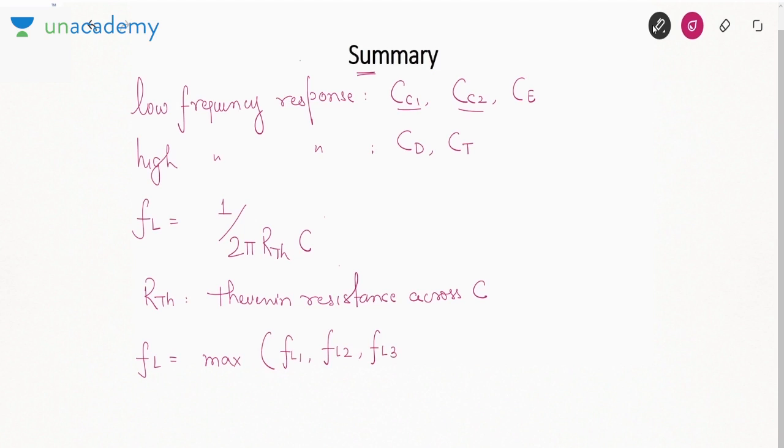So what you have to do? Always remember, design the small signal model including the capacitances and find Thevenin resistance across each capacitance. But consider only one capacitance at a time. After doing this, you can find the 3 cutoff frequencies and the maximum of that will be your overall cutoff frequency. Okay, this you have to remember when you are dealing with the low frequency response, or you can say coupling and the bypass capacitor.